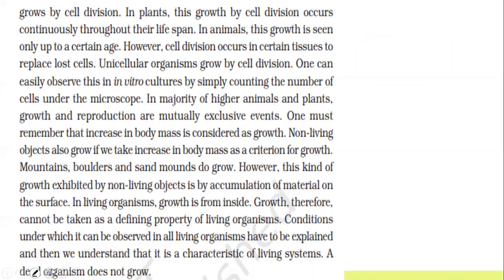In this slide, what you have to mark is that in plants, very sorry, I'm facing some difficulty in marking. In plants, growth is by cell division and occurs continuously throughout their lifespan. In animals, the growth is seen only up to a certain age. After a certain age, the process of growth stops in animals, whereas it continues till the death of a plant.